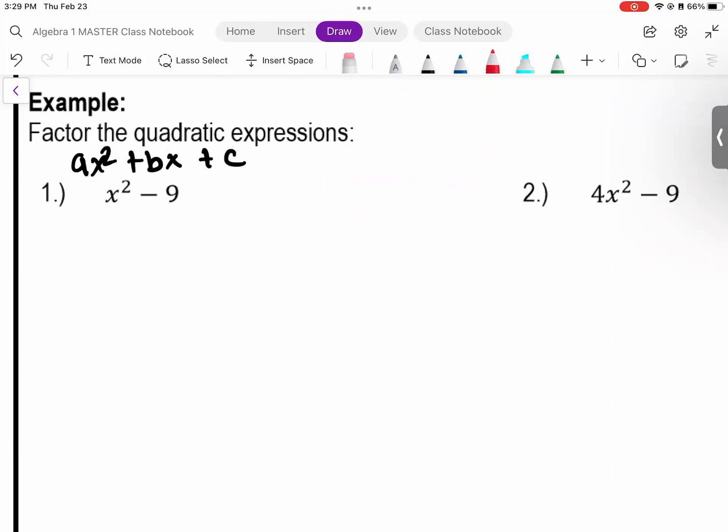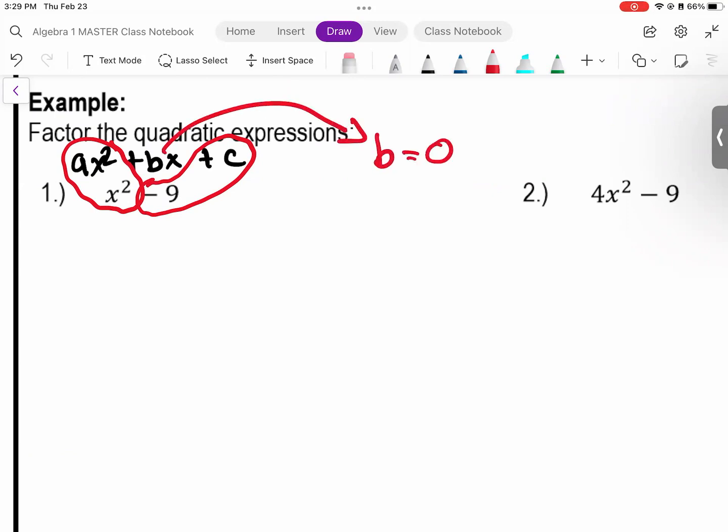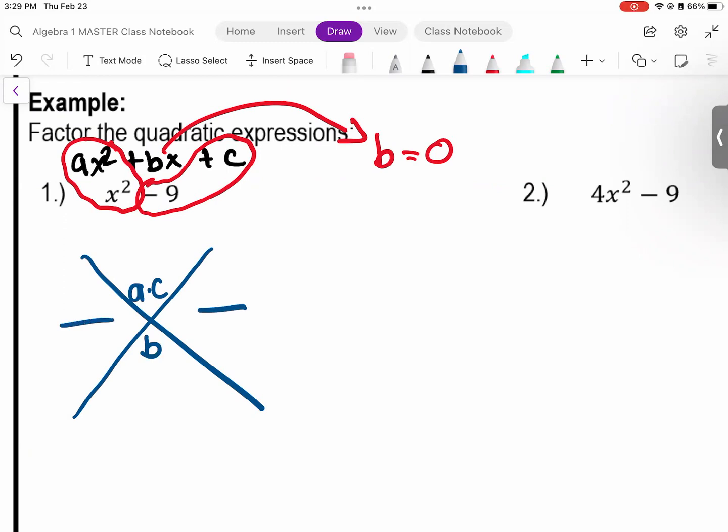So in this case, we actually have our a value and we have our c value, which means the b value is missing. So what does that mean? That means that b is equal to 0. So let's go ahead and still create the same x. So a times c, and then your b value.